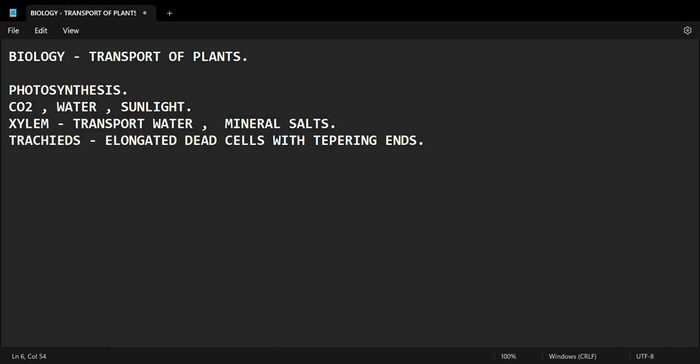Now the xylem or wood parenchyma. They are small, thick-walled living cells. Okay, so tracheids are elongated dead cells with tapering ends. Then there are vessels. Like tracheids, they provide mechanical support and conduct water upwards. They are tube-like structures, open at both sides.